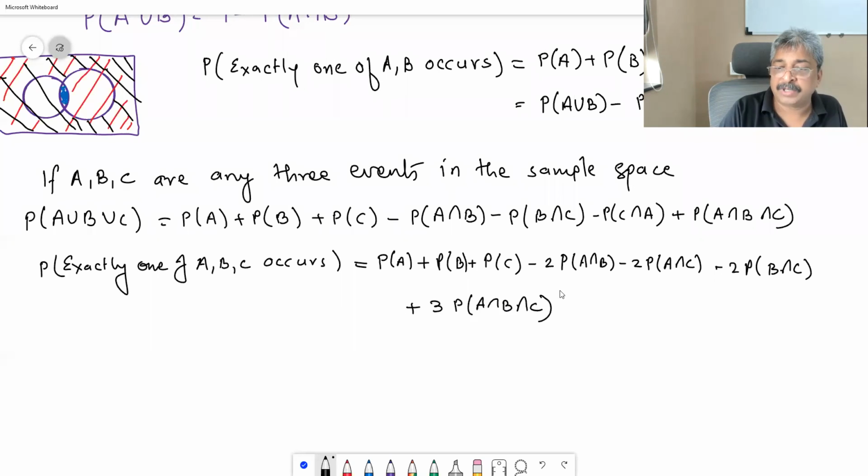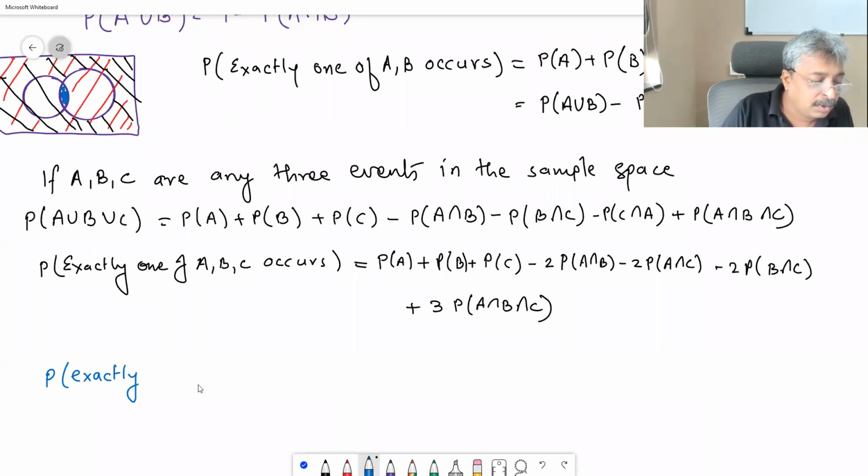Why this factor? Because you have unnecessarily removed it thrice. We should add. And you can check by drawing your Venn diagram, and this is going to be the correct answer. Next, probability of exactly 2 of A, B, C occurs.